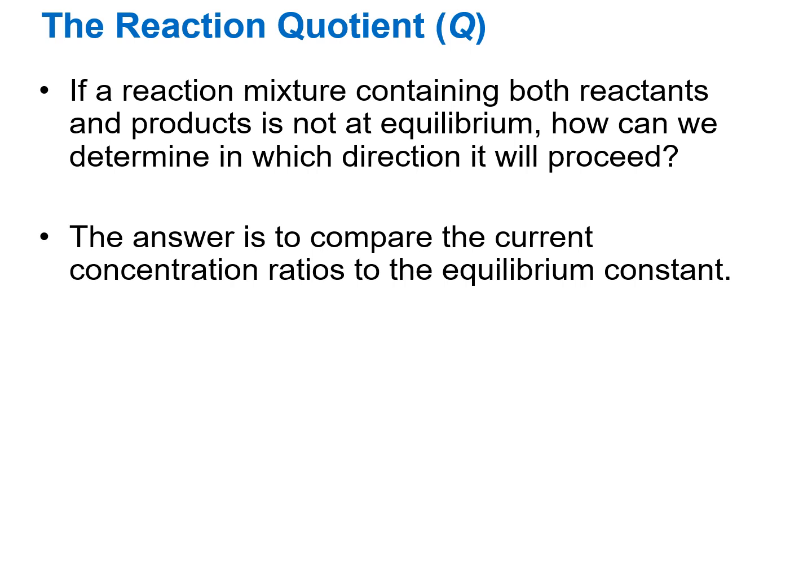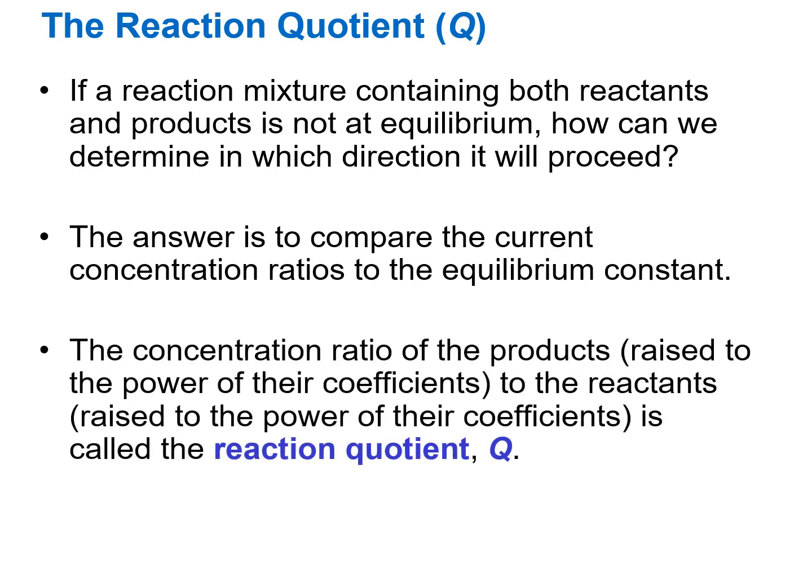And the answer is that if we take the current concentration ratios and compare those to the equilibrium constant, that will give us some clue of where we are in the process of the reaction. So then the question becomes, what is that current concentration ratio? Well, that's what's called the reaction quotient. And the reaction quotient is very much like the equilibrium constant, where we would take the concentration ratio of the products raised to the power of their coefficients over the reactants raised to their coefficients. But instead of calling it the equilibrium constant, we just call it the reaction quotient.